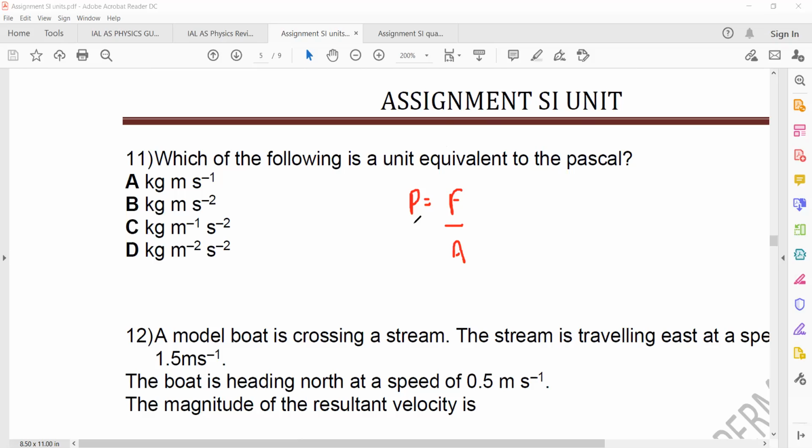Yeah, so when we work it out, as we know, Newton is kilogram meter second minus 2, and area is meter square. So the meter will cancel and it will move up. So it will be kilogram meter minus 1 second minus 2. That's why C is the right answer.